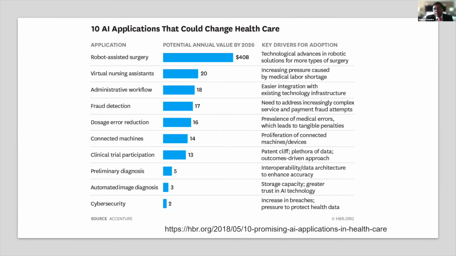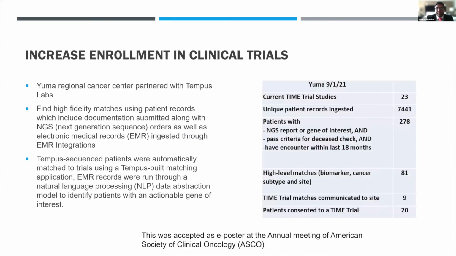So I wanted to share a case study where we had participated in a clinical trial program. Yuma Regional Cancer Center partnered with Tempus Labs, and Tempus is a data-driven company which performs next generation sequencing. Of cancer tumor cells, they do the next generation sequencing.